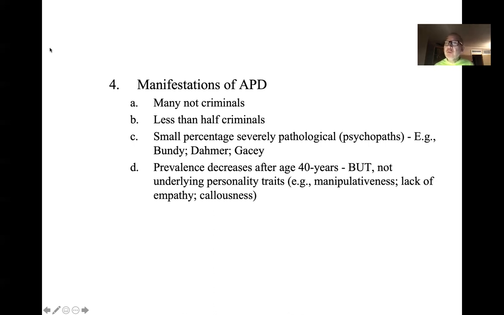Interestingly enough, the prevalence of APD tends to decrease after age 40. But not the underlying traits. Things that decrease typically after 40 are breaking the law, physical aggressivity, and sexual aggressivity. That tends to almost age out, not completely, but much less so after young adulthood.